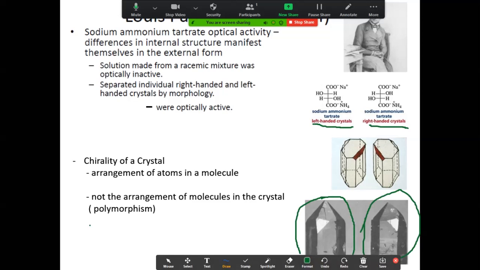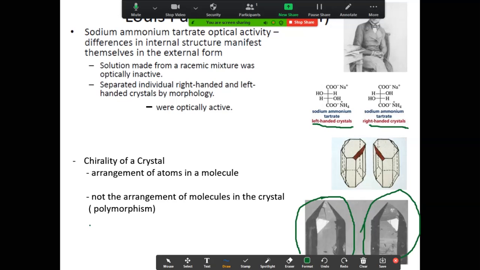And so when sodium ammonium tartrate is crystallized from a solution, you get what's called a racemic mixture, which contains both the left and the right-handed types of crystals, and it was optically inactive, so it wouldn't affect polarized light.